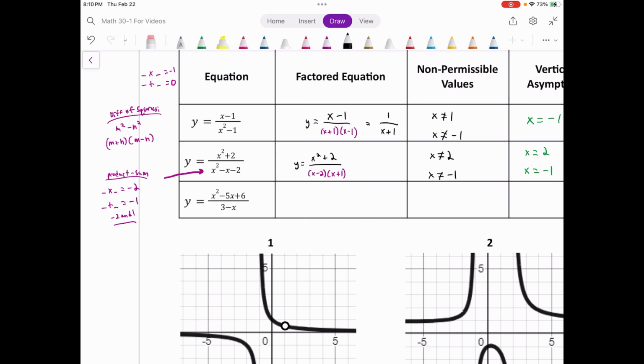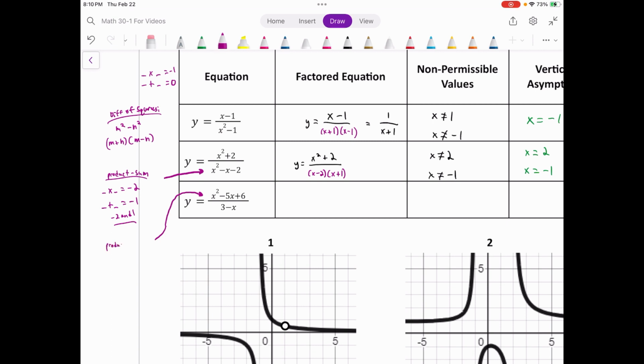Okay, last one here before we match the actual graphs. We've got y equals x squared minus 5x plus 6 over 3 minus x. As always with rational functions, your first step should be to factor the numerator if possible and factor the denominator if possible. Denominator, I don't think we can do much, but numerator, that looks like it's worth a shot.